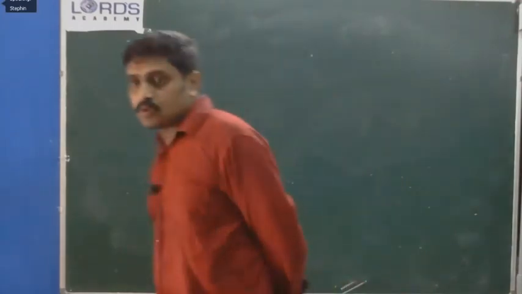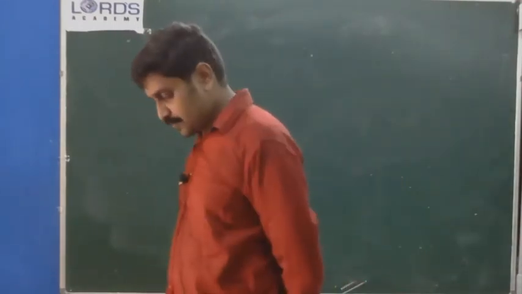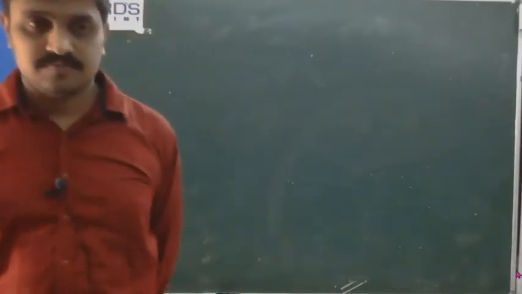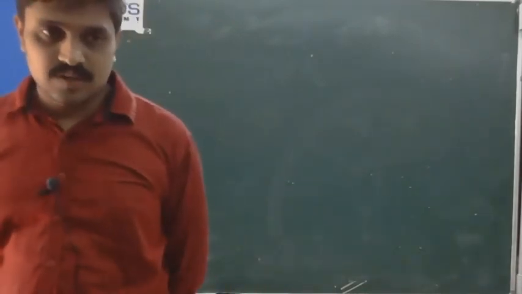Stephen, what is the first equation of motion? V equal to U plus A T. Exactly. So, Stephen, we are going to check whether the equation is correct or not. Ready? So we can start.